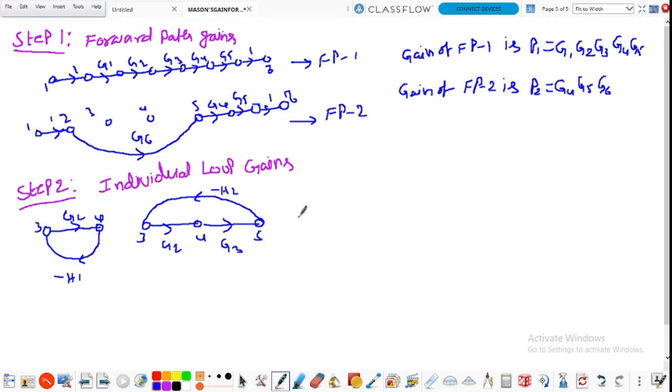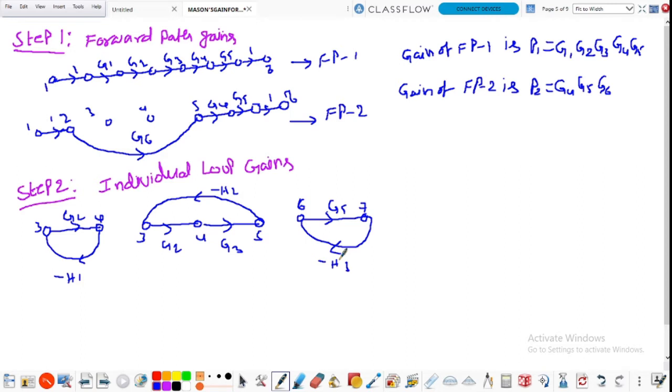And the third individual loop is 6 to 7, and 7 to 6, and this gain is G5, and this gain is minus H3. So these are the three individual loops, and after that calculate the individual loop gains.